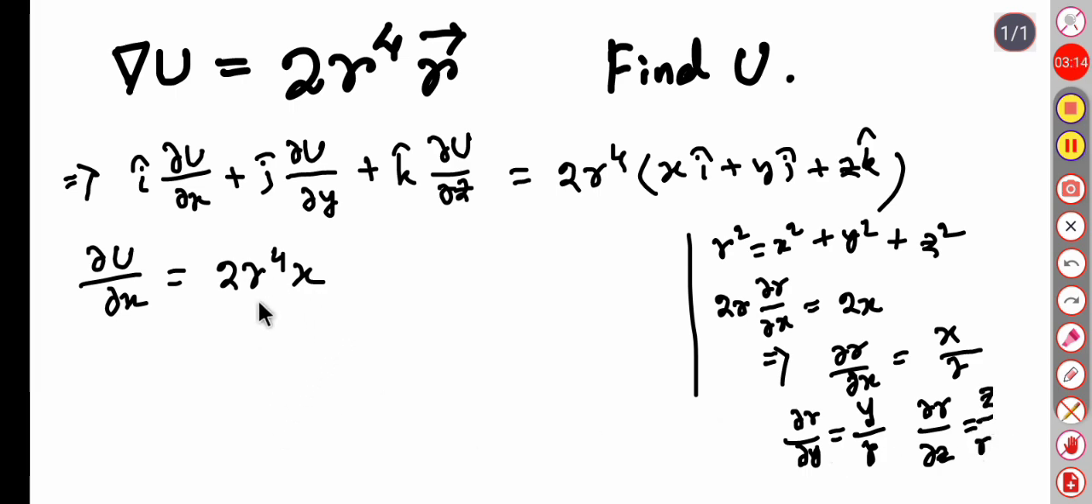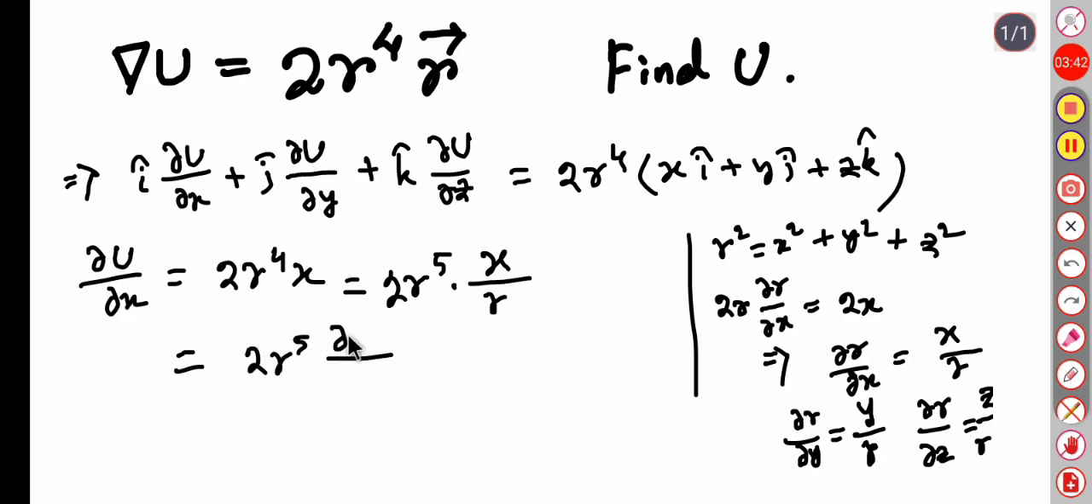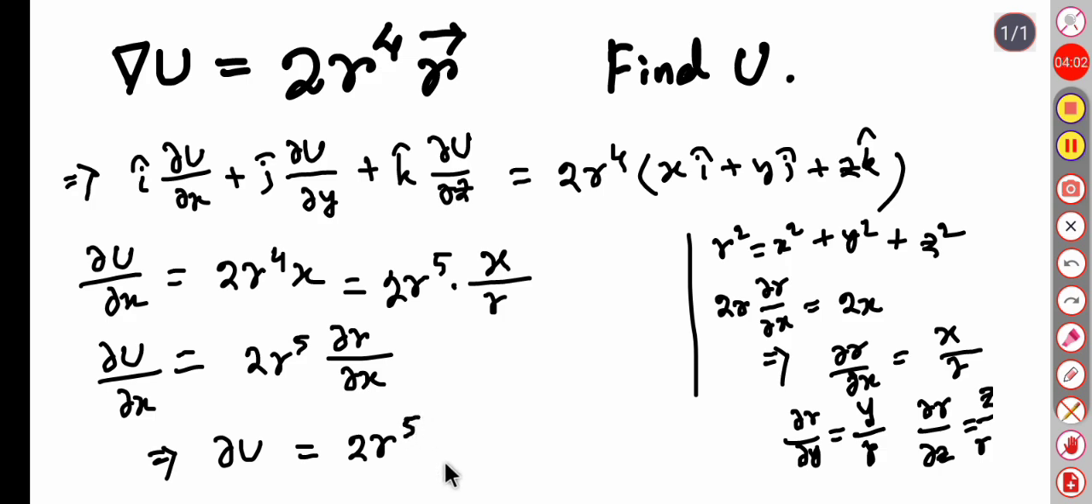Now we can write 2r to the power 4 x as 2r to the power 5, where we have multiplied by r and divided by r. So this and this are equal. Now let's replace x by r with del r del x. So it will be 2r to the power 5 del r del x is equal to del u del x. In the next step we can write del u is equal to 2r to the power 5 dr.